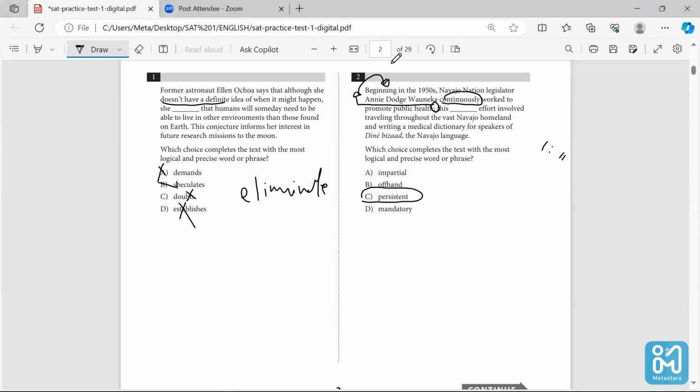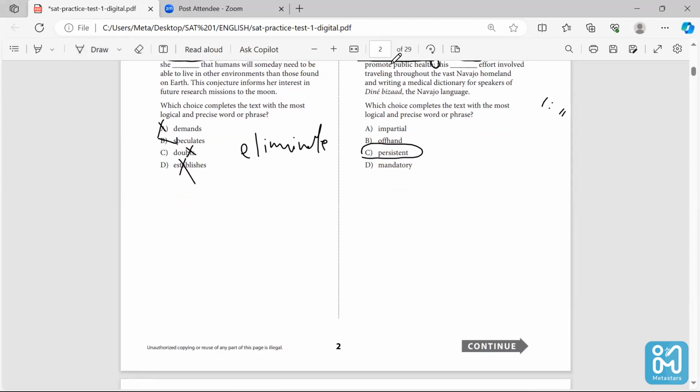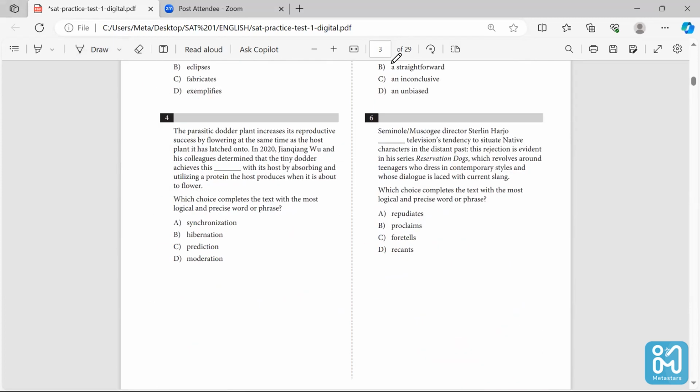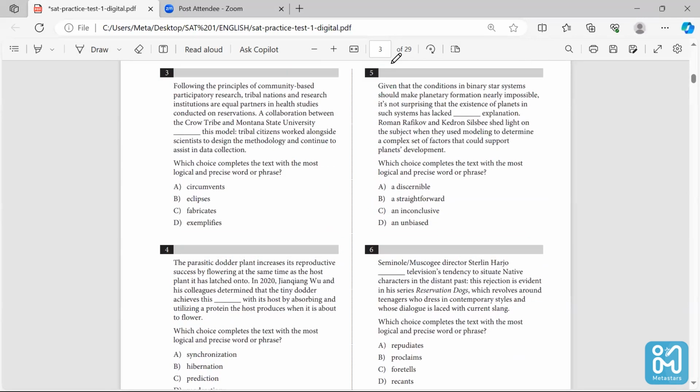Here I just want you guys to know that the vocabulary can be answered by looking at certain evidence. I'm sorry, guys, for moving this fast. Let's move to the next one, guys. Let's move to the third one.